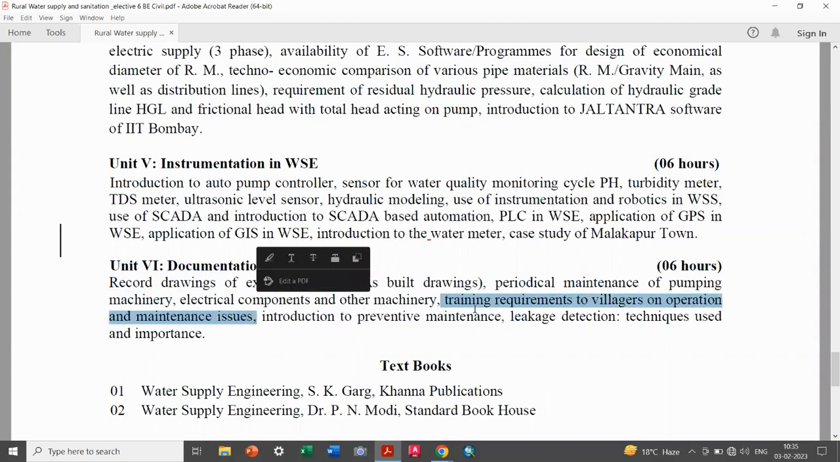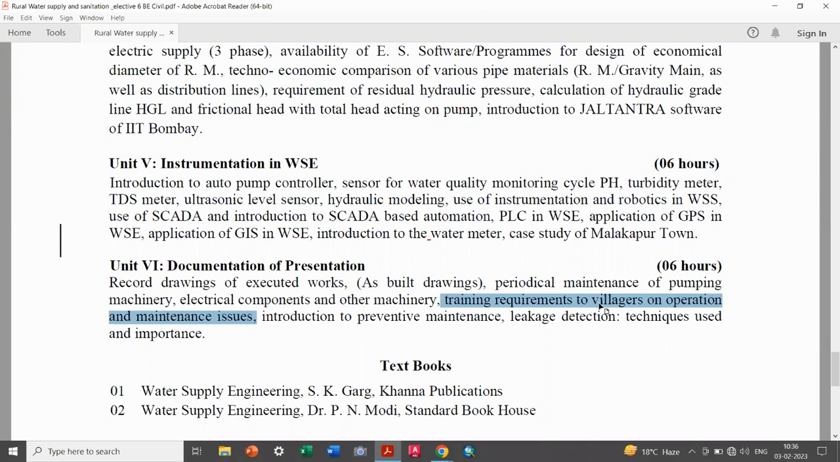You see that there are various manpower related issues, because unless and until the operator is properly trained, he will not be able to deliver his duties properly or plan all the services properly. So training is also given.